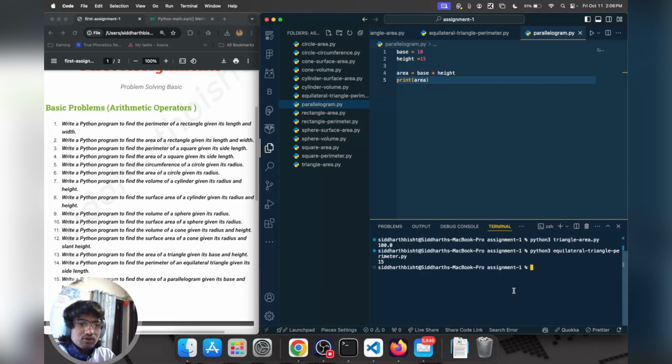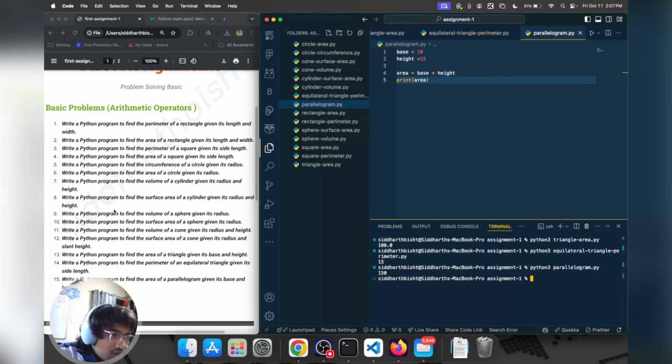And when I run this program, Python 3 parallelogram.py, I got its area. Just a mathematical operator. Next one.